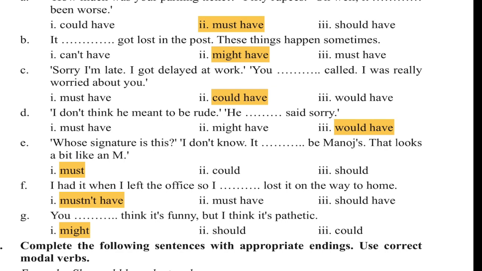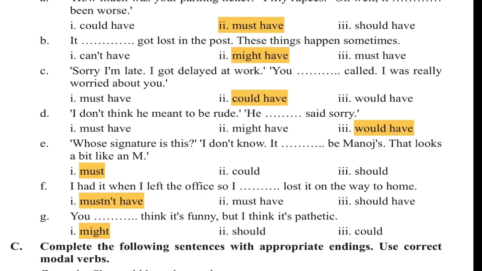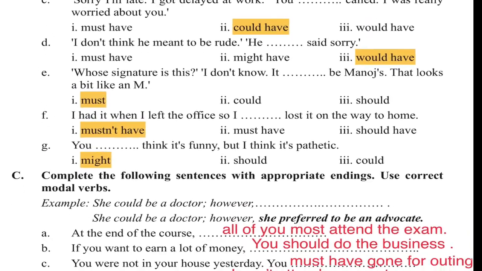Number F, I had it when I left the office. So I must have lost it on the way home. Here it's mustn't have: I mustn't have lost it on the way home. Number G, you think it's funny, but I think it's pathetic. So you might think it's funny because you're not sure, right? You're not sure if he is thinking it's funny or not. So your answer is might. So in this way we can do number A, B, and C.